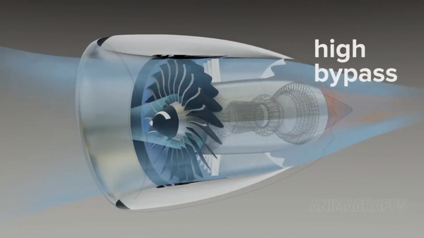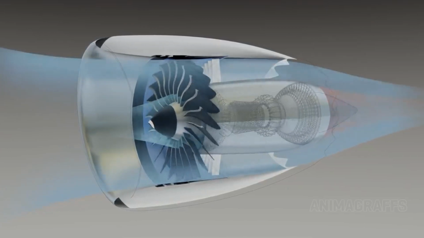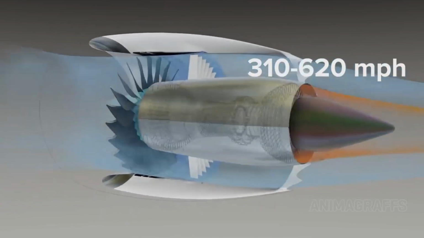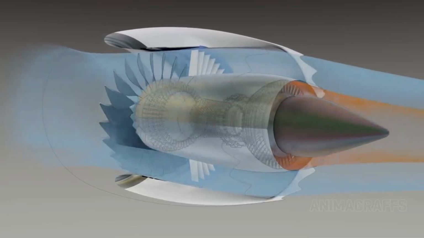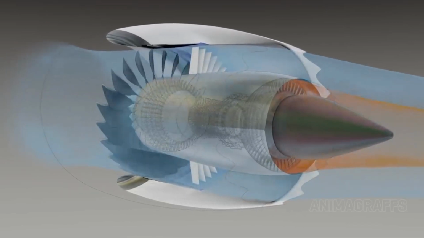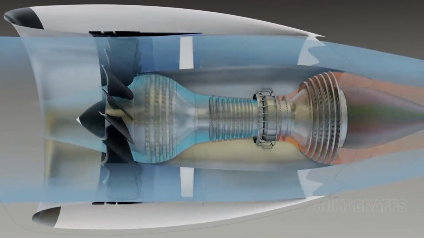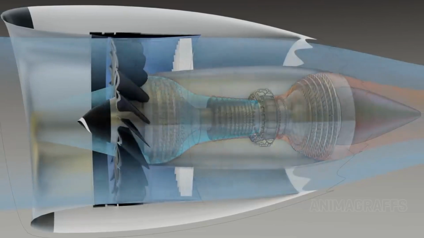High bypass engines are designed to move large quantities of air at slower cruising speeds, a range of about 310 to 620 miles per hour. The exchange for high efficiency is engine size. High bypass engines can be very large, with massive fans compared to core size. Commercial airliners or military transport aircraft are example applications.